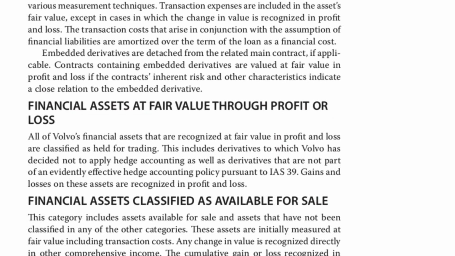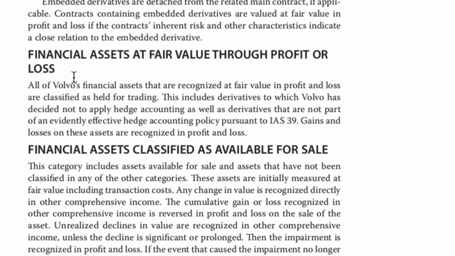We don't have to read the first paragraph, that's preamble. Let's go to the second. Financial assets at fair value through profit or loss. All of Volvo's financial assets that are recognized at fair value in profit and loss are classified as held for trading. You'll recall in this classification, we said they can be called held for trading, or they can simply be classified as fair value to P&L if we don't want to call them held to maturity or available for sale. Well, they're saying if it's going to the income statement, they're all called held for trading.